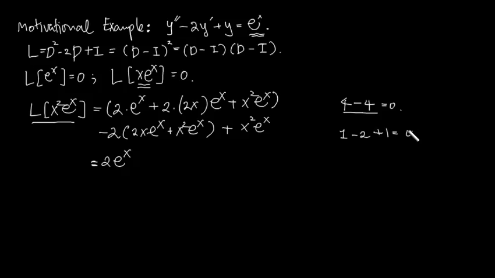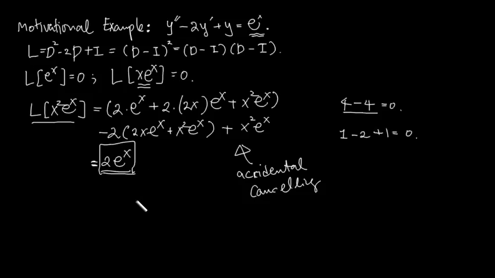And accidentally that became 0, so it just gave you this 2 times e to the x, and there's this accidental canceling going on right here. That's kind of strange, but by sheer luck, we have this 2 times e to the x. So if you divide by that constant multiple, we found an answer. Half times x squared e to the x is going to be e to the x. So we found a particular solution of this equation by just trying this one.